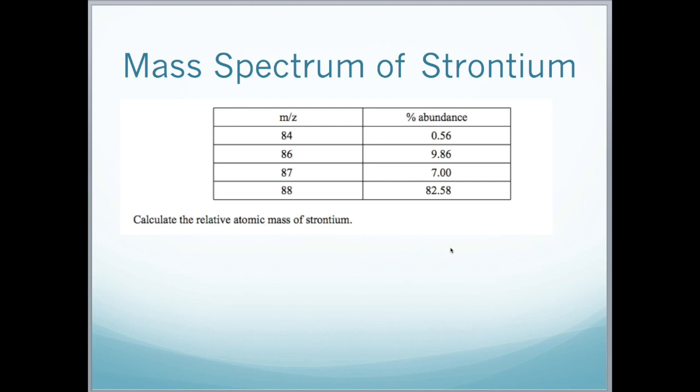So the total mass that we get is 8,771. And because, as we remember, relative atomic mass is the average, in order to get the average, we need to divide the total mass by the total number of atoms. So the total mass is 8,771, and we have 100 atoms. When we divide the two, we get 87.7, and 3 significant figures are sufficient here.